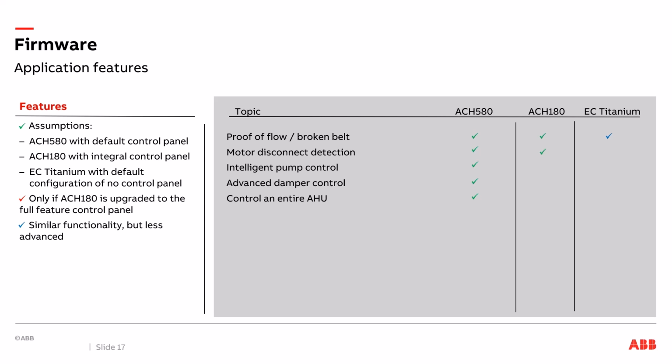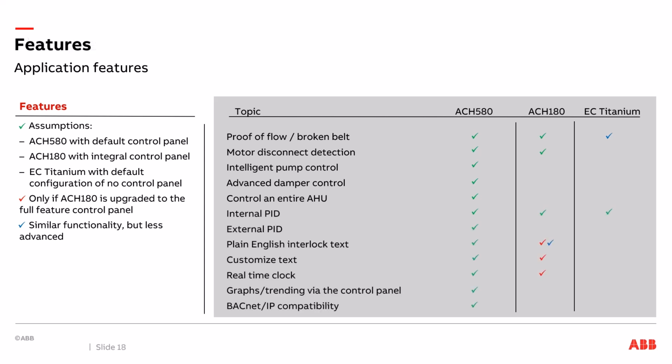And then the concept of controlling an entire air handler, that again would be more of an ACH580 functionality. We talked about a lot of the inputs and outputs earlier as far as the analog ins, analog outs, digital ins, and all of those things. So that I/O, along with the firmware that supports it, really lets you run an entire air handler with the 580.